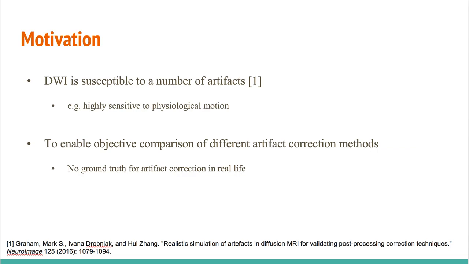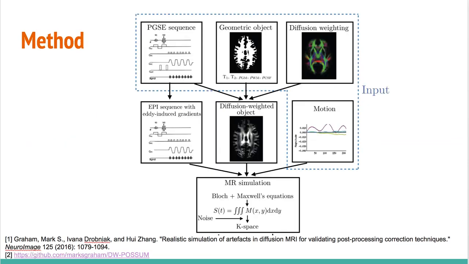So the motivation for this project is because DWI is susceptible to a number of artifacts. For example, it is highly sensitive to physiological motion. And so this project can provide the objective comparison of different artifact correction methods, because in real life there's no ground truth for artifact correction, but we can do that from simulation. So the method I used is described in this paper.